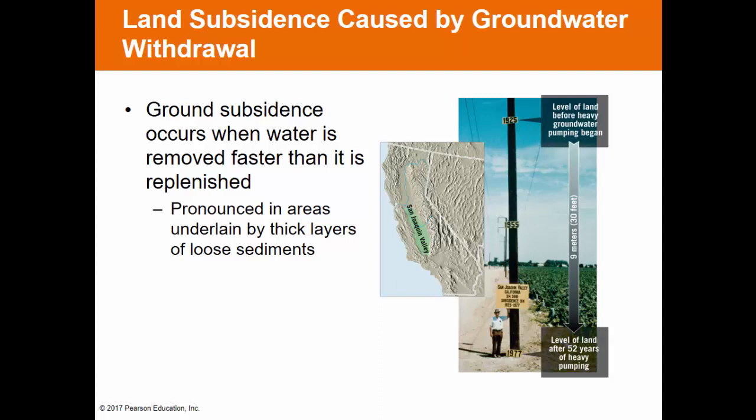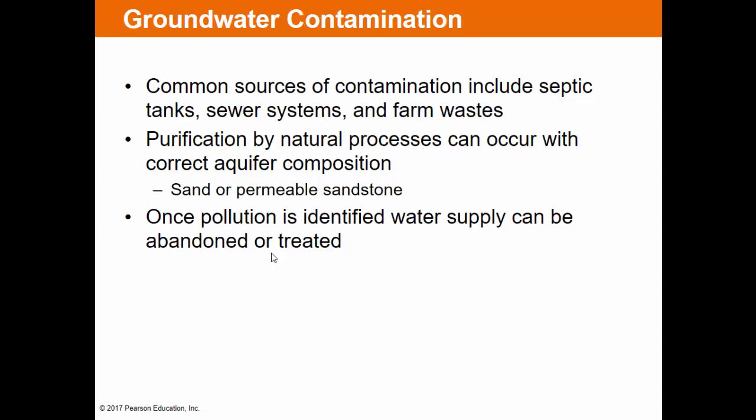Not really very funny, but very serious. And again, it's where areas are underlain by thick layers of loose sediment, because that loose sediment is held up by all that water. You pump out all the water, the sediment just compacts down and you get subsidence. All right, so overpumping is a problem with groundwater. You can also have contamination of groundwater. Septic tanks, sewer systems, farm waste, it's all bad.